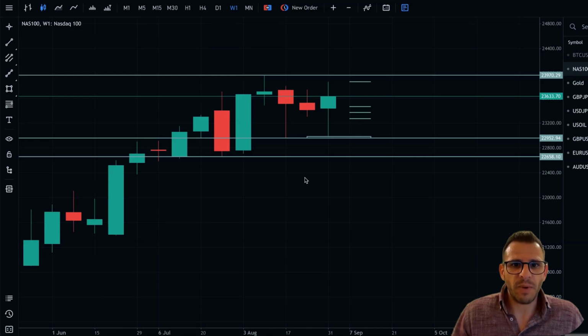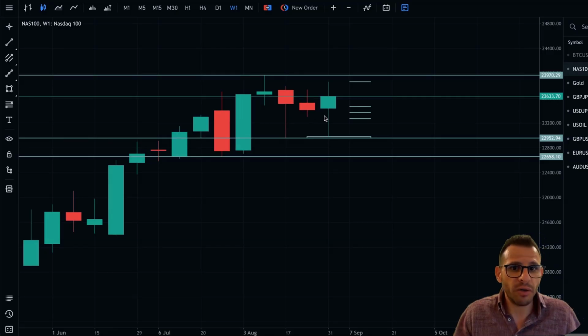Nasdaq, it's an interesting market. It's been a few weeks. The price started around this all-time high with this candle with a long lower tail, followed by an inside candle, followed by a bullish engulfing last week. Weak bullish engulfing, but still has bullish implications.